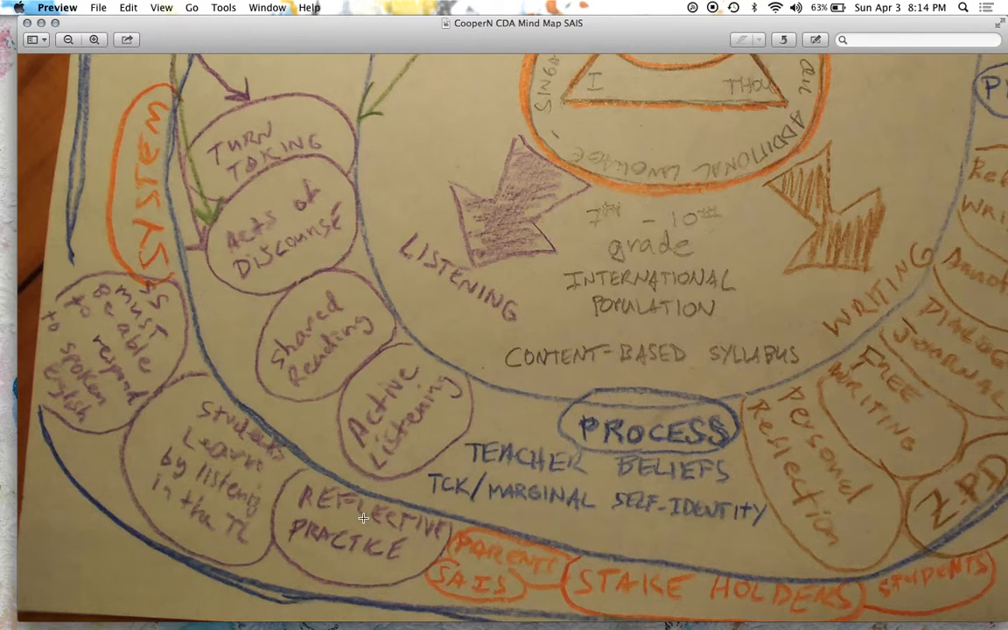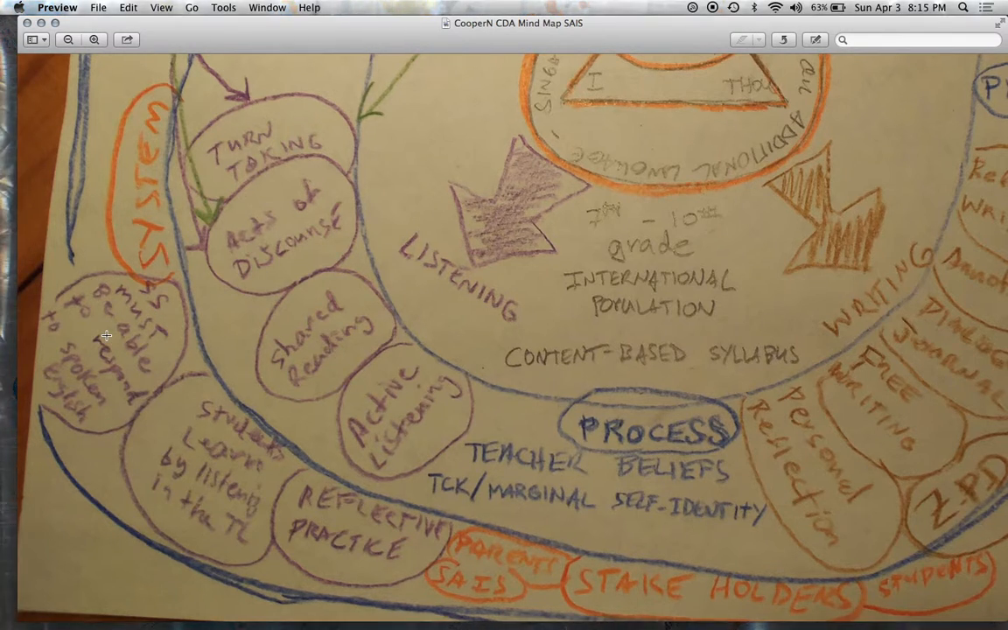So there's the reflective process, or reflective practice rather. This is connected to the active listening and to the shared reading. Students learn by listening in the target language. Students must be able to respond to spoken English. That's actually from the curriculum, the SAIS curriculum that I've been able to see so far. One of the statements that they make is students must be able to respond to spoken English, and I just thought how very literal, but easy for me not to write down or to forget. I think it's like a throwaway statement, so I purposely put it in here. Since this is something that the stakeholders have gone to the trouble of actually writing down, I thought it was kind of important to put in here.